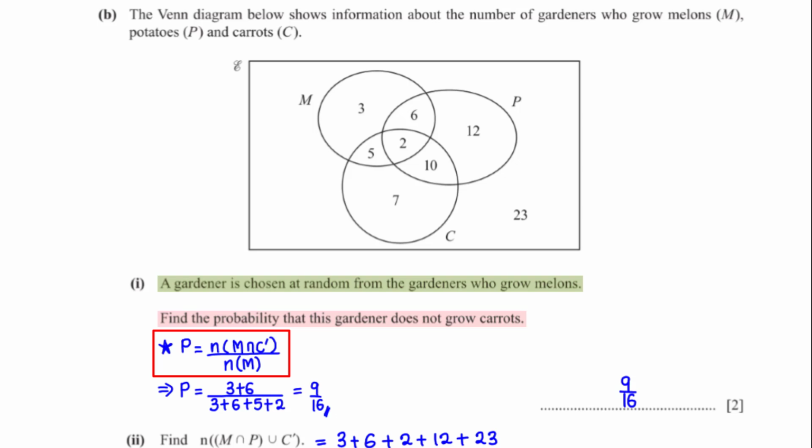From the Venn diagram, the number of gardeners who grow melons is 3 plus 6 plus 5 plus 2, and the number of gardeners who grow melons and do not grow carrots is 3 plus 6. This gives us 9 over 16.